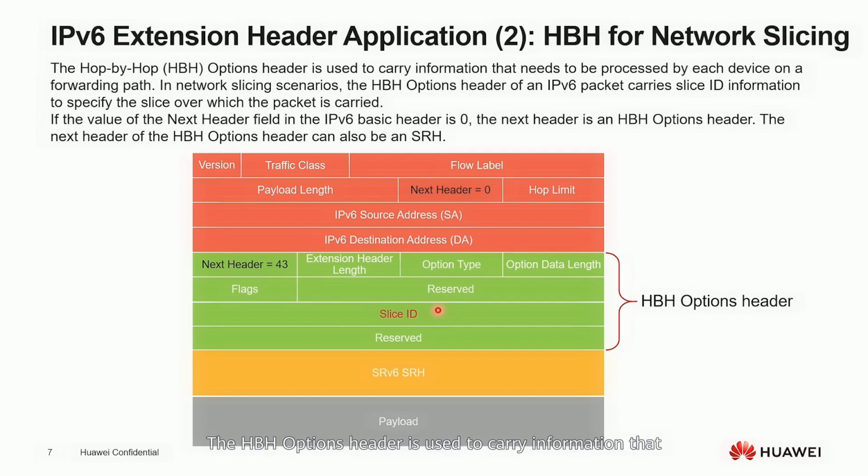The HBH options header is used to carry information that needs to be processed by each device on a forwarding path, and the slice ID is encapsulated into the HBH options header. Network devices along the packet forwarding path use the slice ID to identify the target network slice, and then forward the packet according to the rules specific to the network slice.